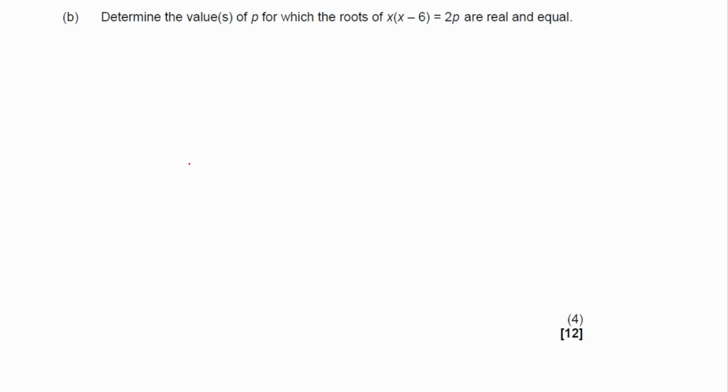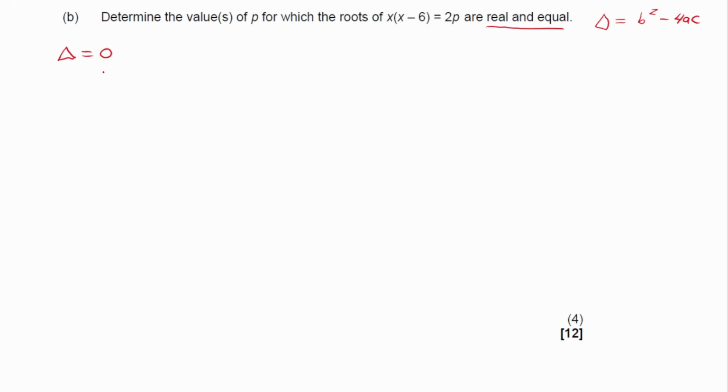In the next question, we have to determine the values of p for which the roots of that equation over there are real and equal. Whenever we're talking about roots being real and equal, we need to be thinking of delta. Delta is equal to b squared minus 4ac. Some people also call it the discriminant. You would know from your theory, from the nature of roots, that when roots are real and equal, that means our delta is equal to 0.